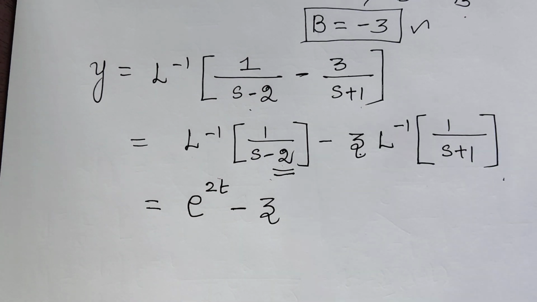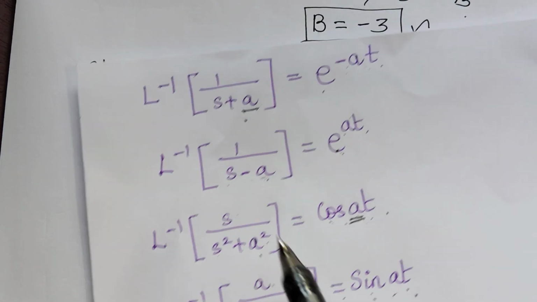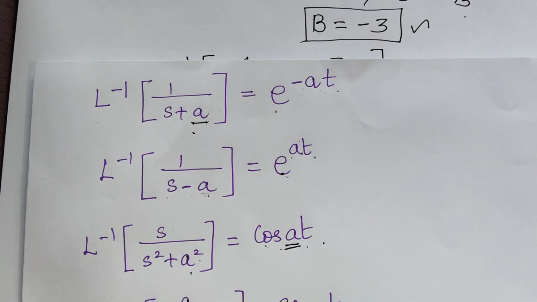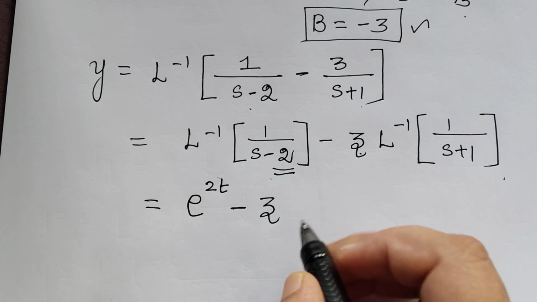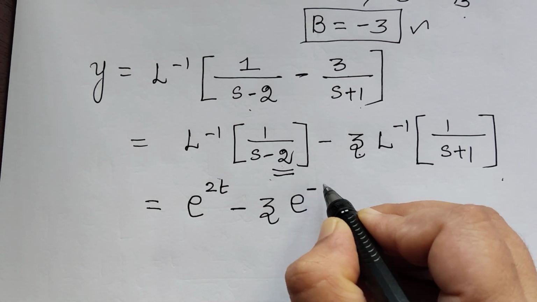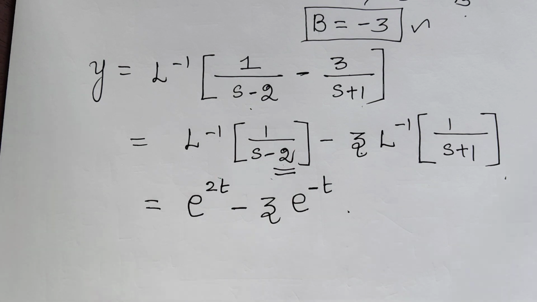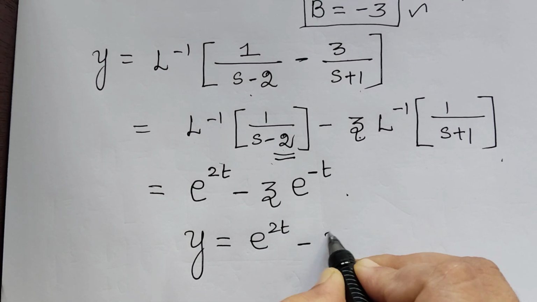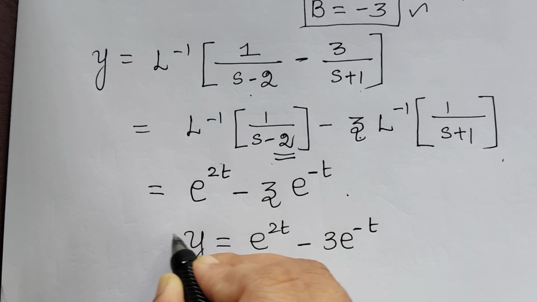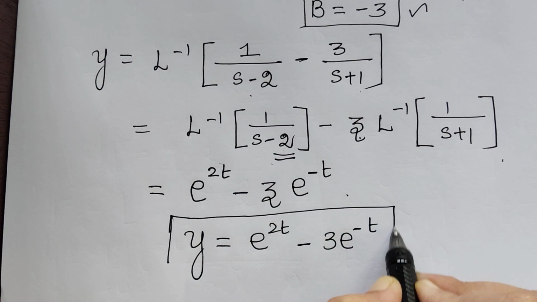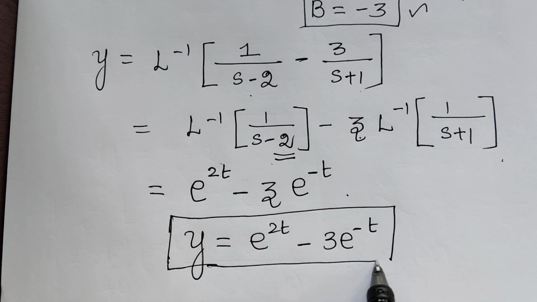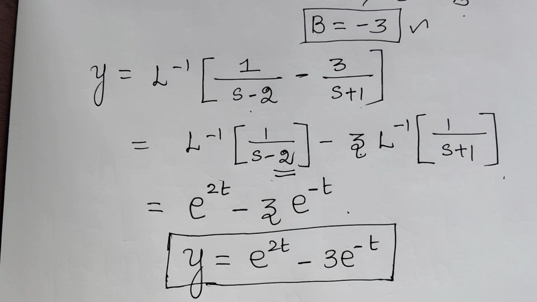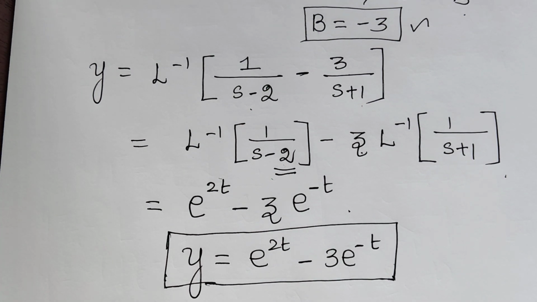And what is Laplace inverse of 1 by s plus a? Laplace inverse of 1 by s plus a is equal to e power minus at. The value of a is 1 over here, and so we will have e power minus t. So therefore we have obtained the value of y to be e power 2t minus 3 multiplied with e power minus t, which gives us the solution for the given ordinary differential equation. And we have evaluated it by using the Laplace transform. So hope you have understood this problem. Thank you.